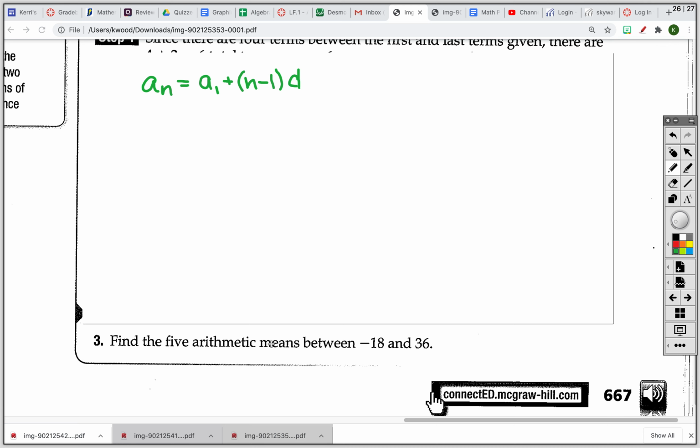Now, find the 5 arithmetic means between -18 and 36. Well, -18 is going to be our first term. That's our a sub 1. 36 is going to be our a sub n. And we need to figure out what our n is equal to. Well, if there's 5 numbers in between this, it is going to be 7, because 5 plus 2 equals 7.